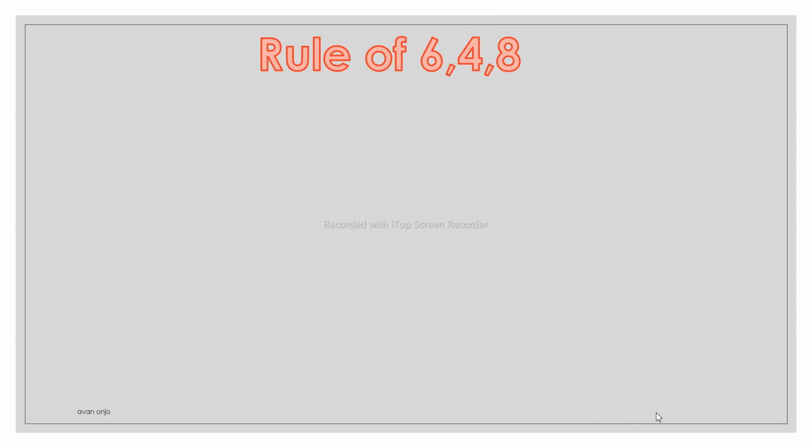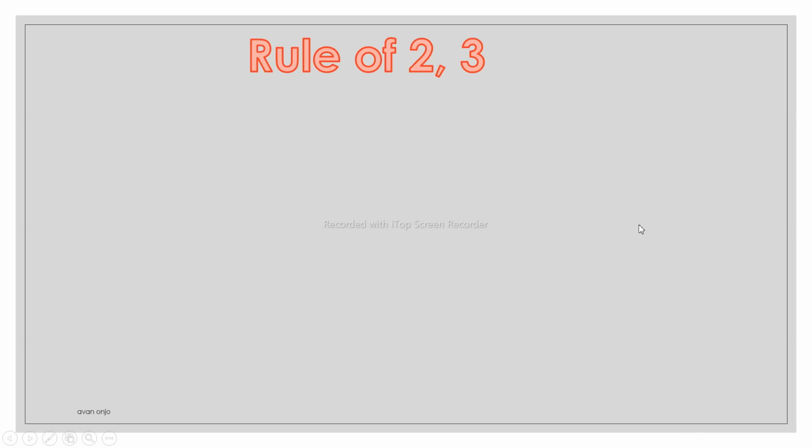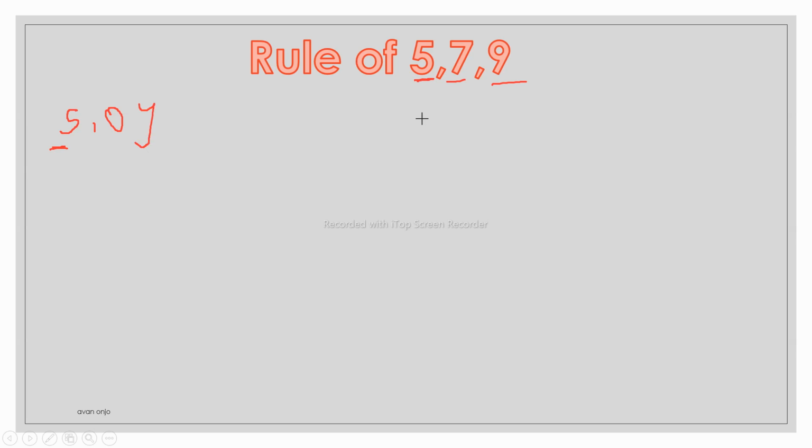I have already discussed with you the rules of 6, 4, 8 along with 2 and 3. Now I'll be moving on to the next slide, which is going to be the rules of 5, 7 and 9. So the rule of 5 is very easy. We all know that if the number ends with a 5 or 0, don't go into the multiples. If the unit digit is 5 or 0, then the number is said to be divisible by 5. I don't think you need examples for this because you're already very much aware of this.